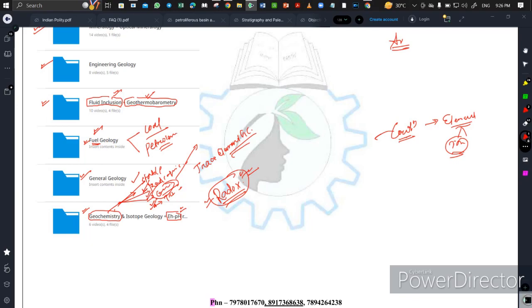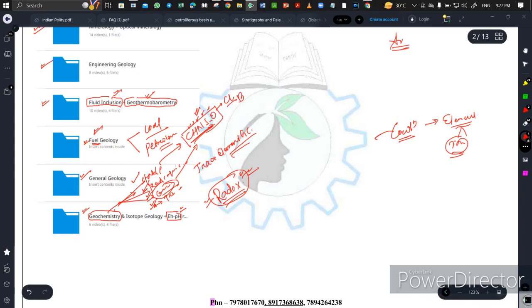Okay, in stable isotope geochemistry, the classical stable isotopes are CHNSO: carbon, hydrogen, nitrogen, sulfur, and oxygen. These are the classical stable isotope geochemistry. But right now we are studying chlorine, boron, iron. There are so many unconventional stable isotopes being studied.